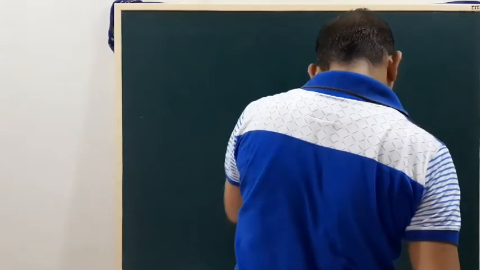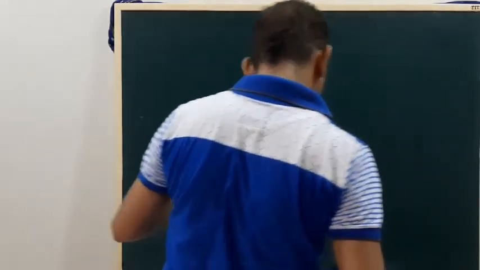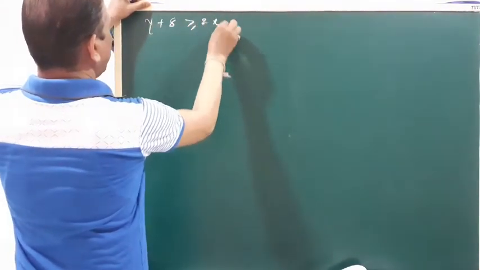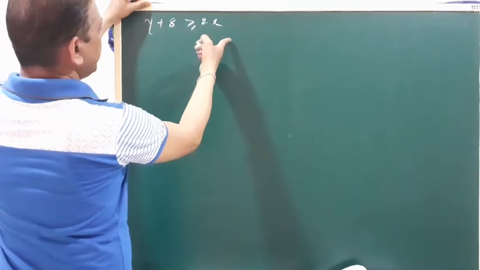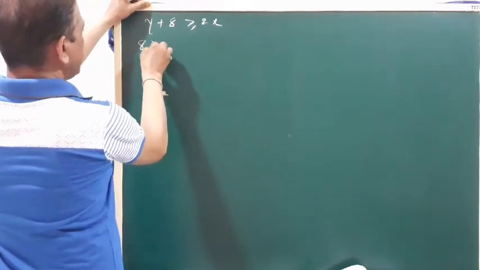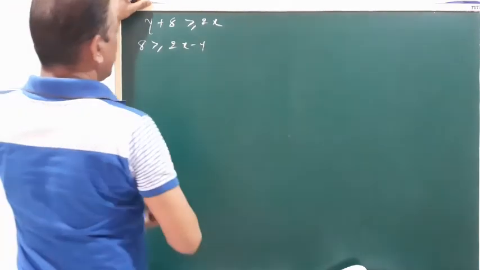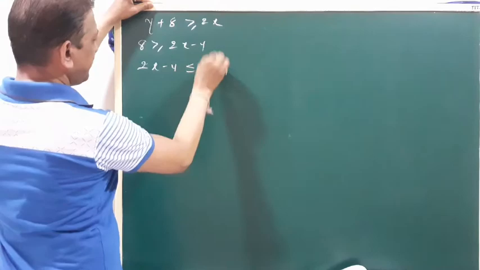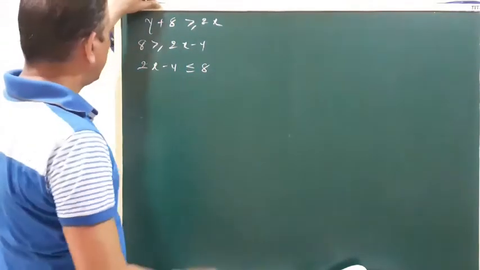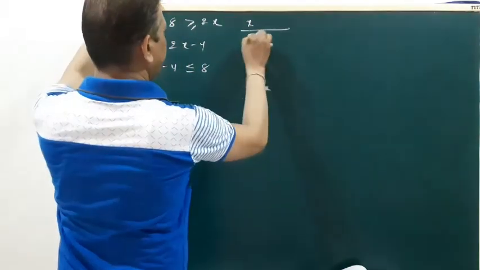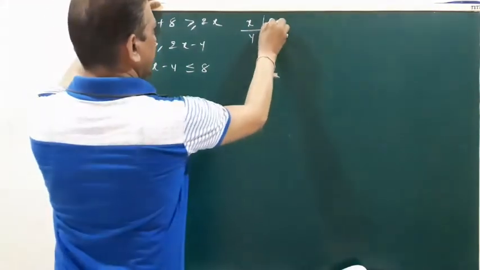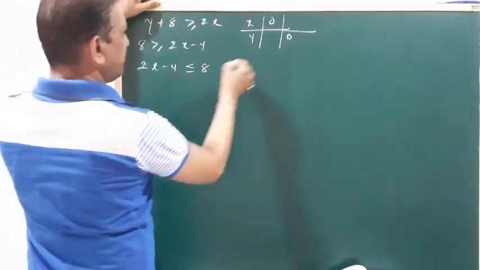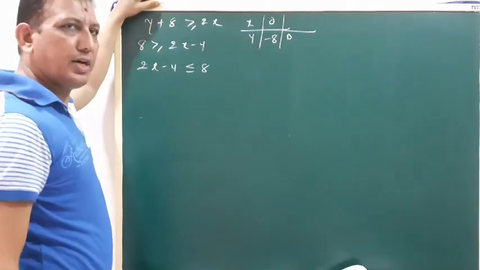Fourth question: y plus 8 greater than or equal to 2x. Now first we take y. 8 is greater than or equal to 2x minus y. Change your inequality. Now prepare your table. x 0, y 0. Put your x equal to 0, y equal to minus 8.